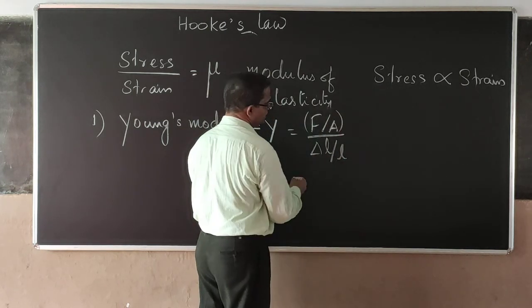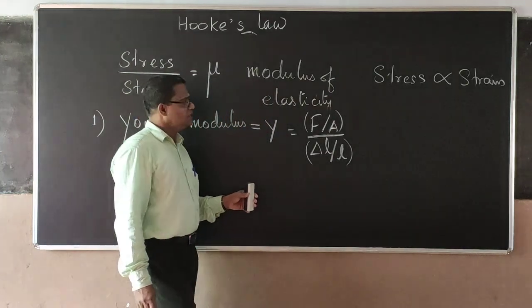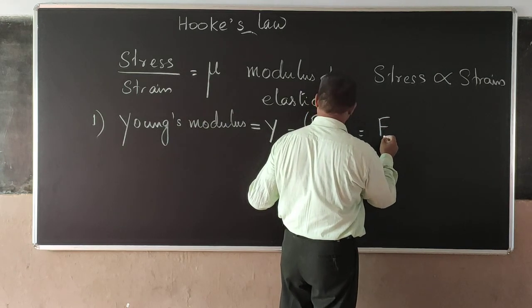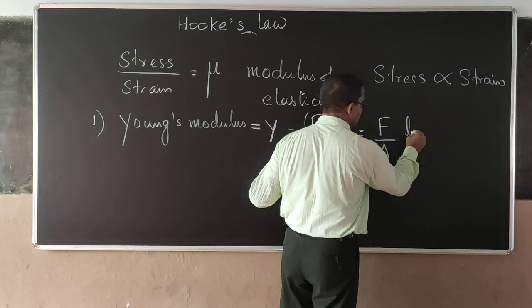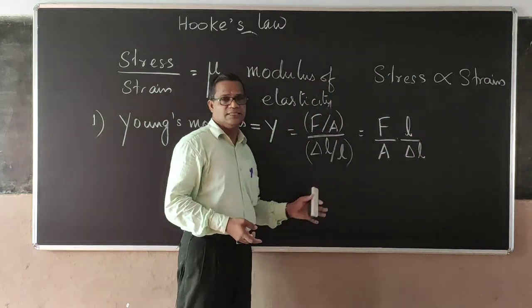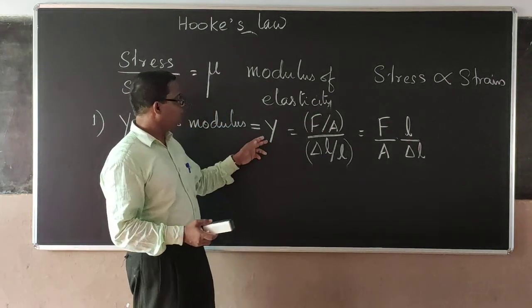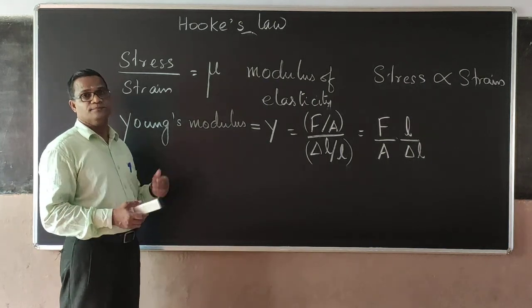That is F by A divided by delta L by L. This can be rewritten as F by A into L by delta L. If you want to rewrite, it's like this. But remember this one is denoted by Y. This is named after a scientist called Young.